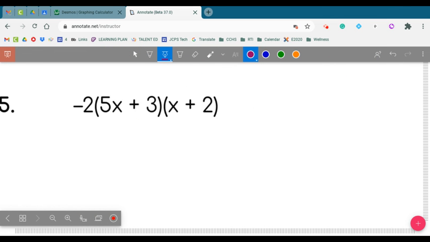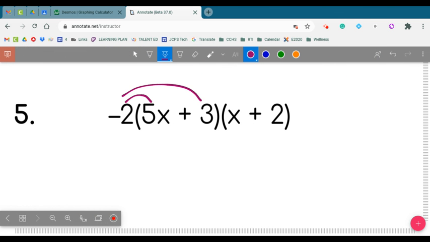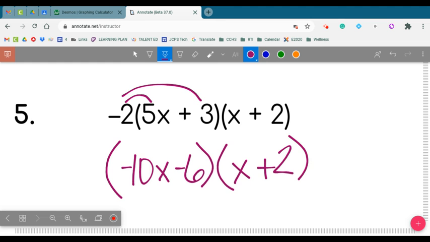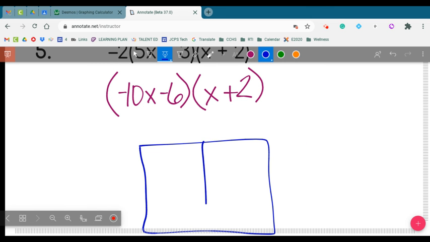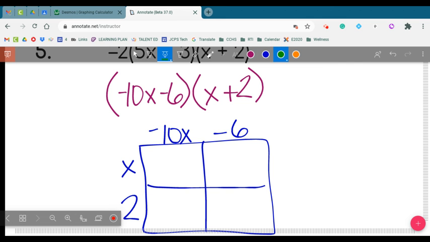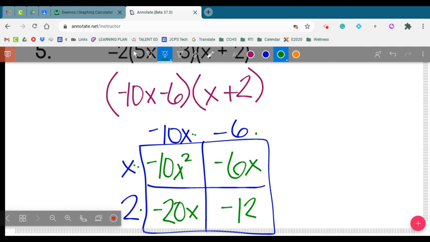Okay, next problem. First step, distribute your -2 just to the first set and keep it in parentheses. So you get -10x minus 6, and then your other set of parentheses stays the exact same. So then do your box. -10x and -6, x and +2, and then multiply. X times -10x is -10x squared. -6 times x is -6x. -10x times 2 is -20x. And -6 times 2 is -12.